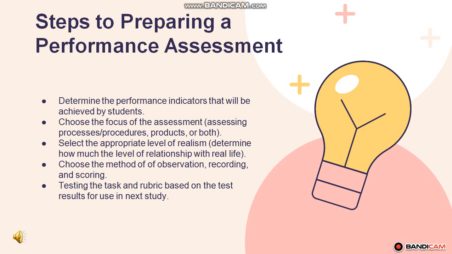Next are the steps to prepare a performance assessment. The first step is to determine the performance indicators that will be achieved by students, and then choose the focus of the assessment. Next is to select the appropriate level of realism, determining how much the level of relationship with real life, and then choose the method of observation, recording, and scoring. And the last step is testing the task and rubric, based on the test results, for use in the next study.